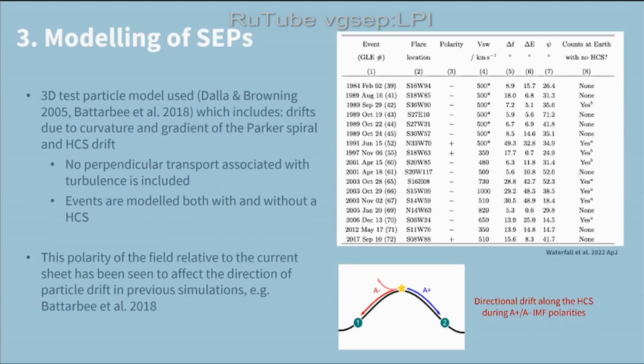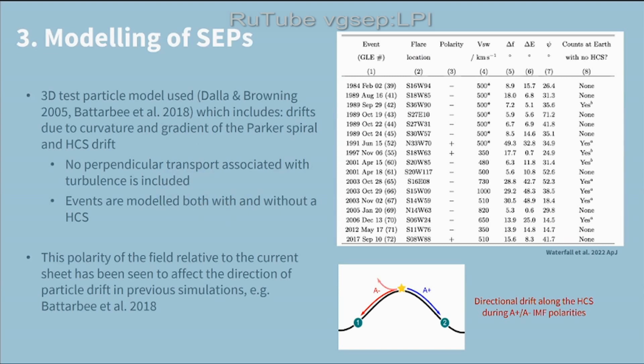So in my final section, I'm going to give you a whistle-stop tour of the modeling we've been doing of SEP events. Like I said before, it's quite a diverse area of research. There are a lot of models of SEP events that simulate a whole range of different things. We've stuck to exploring the heliospheric current sheet in this case. So we've been using this 3D test particle model, which includes drift effects due to the curvature and gradient of the Parker spiral, as well as the current sheet drifts. I will point out that no perpendicular transport associated with turbulence is included yet, but we hope to include it in the future.